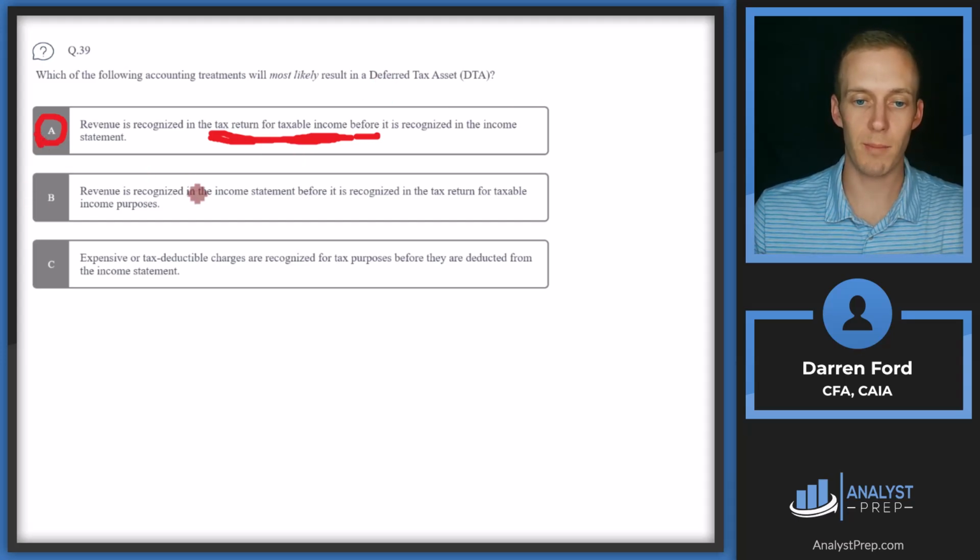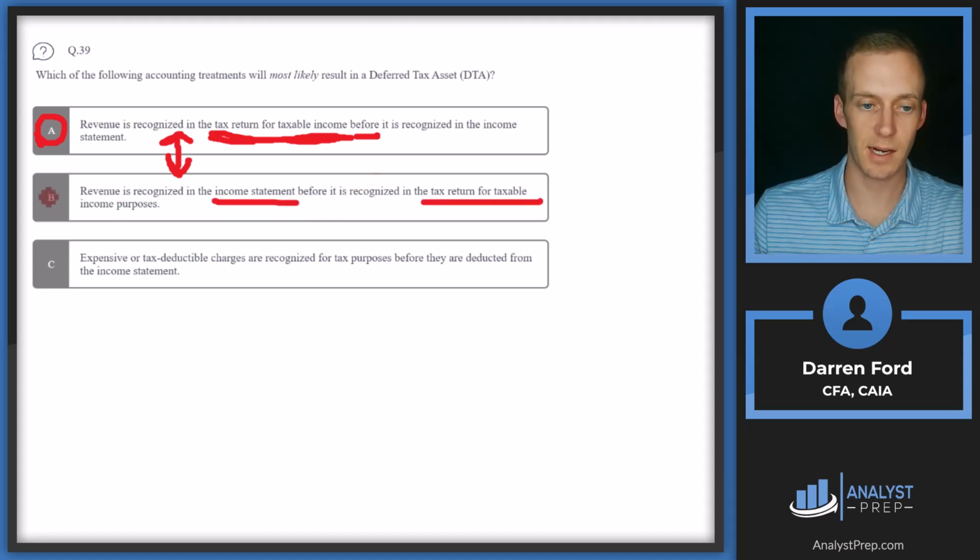Let's make sure we can rule out B and C. B, revenue is recognized in the income statement before it is recognized in the tax return for taxable income purposes. So this is going to be the opposite of answer A. This would lead to a deferred tax liability since we're seeing that income in the income statement before we're realizing it as taxable income. So we can rule that out.